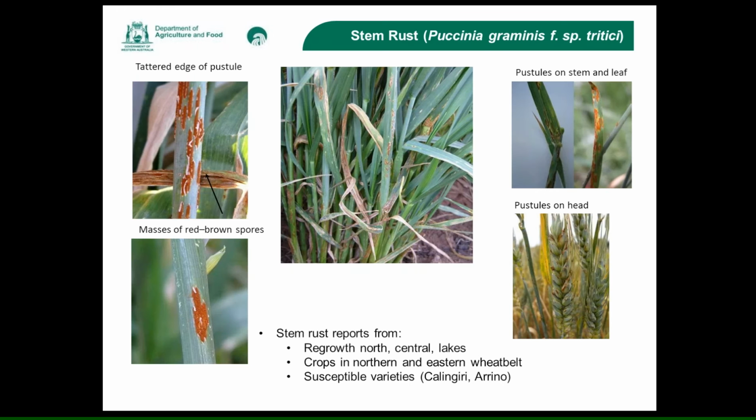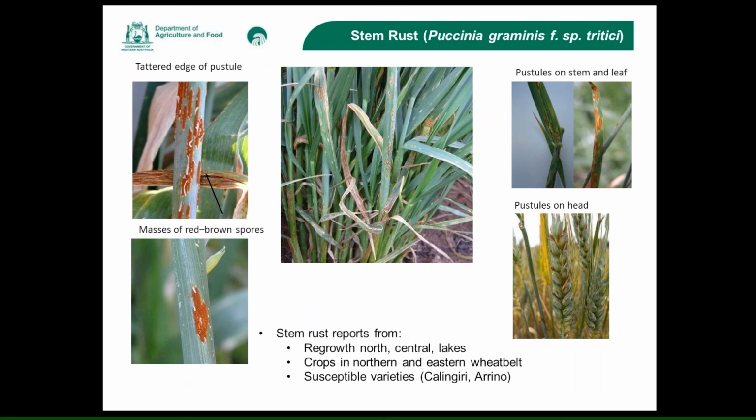Final topic I'd like to touch on is obviously stem rust, and stem rust is a bit of a sleeper, I think, in terms of the fact that often it's building up in crops without us realising. We've had reports of stem rust on regrowth from a month or so ago in Pestvacs, both from northern, central and down around the lakes region, and certainly in the last couple of weeks in crops up in the north and around Agena, and just this week from eastern wheatbelt crops. So certainly stem rust is present in susceptible varieties such as Calingary and Arano already.